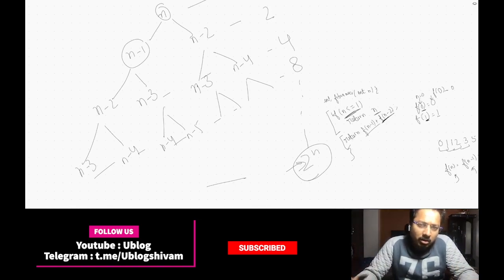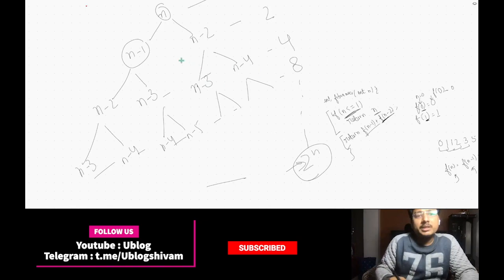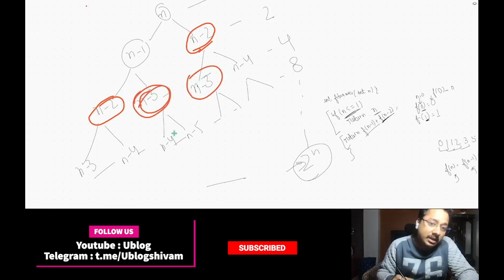You can see a pattern here. Basically what's happening is, this n minus 2, how many times is it being called? It's being called here, and it's being called here. Now let's see about n minus 3. So n minus 3 is here, then n minus 3 is here, and then n minus 3 is here.